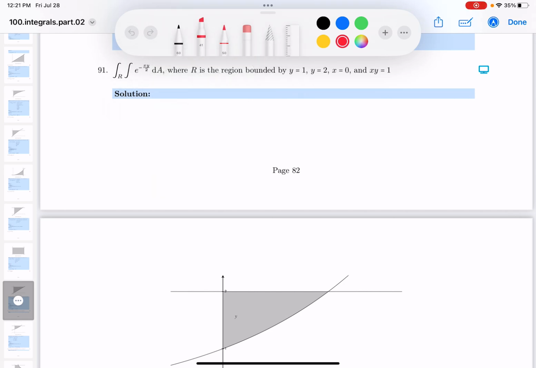Okay, we're told to use a region. What's the region? This is the region over here. I strongly suggest you graph it out to try to figure out what the limits of integration are. So let's just start.